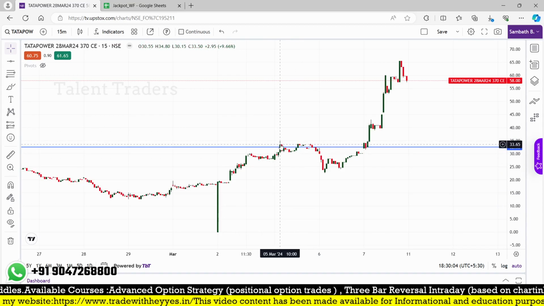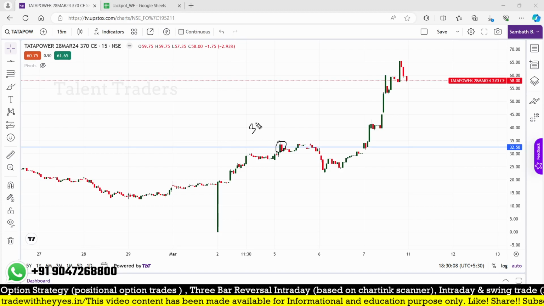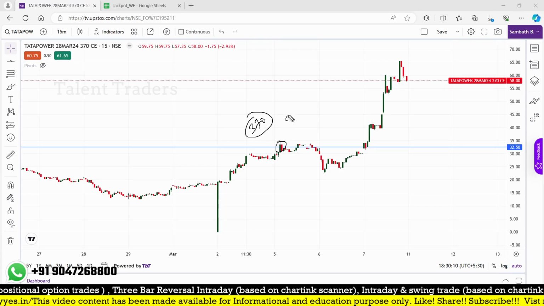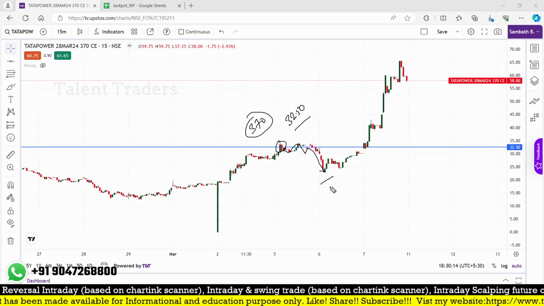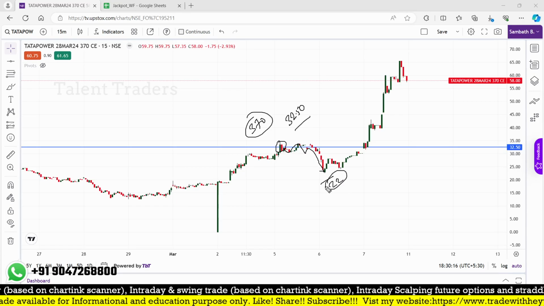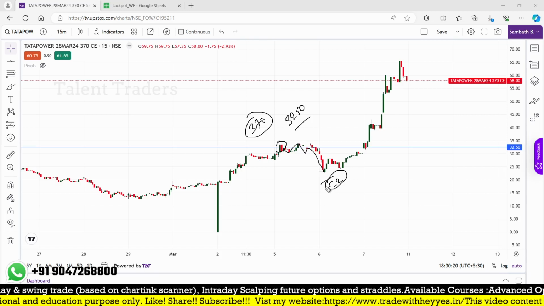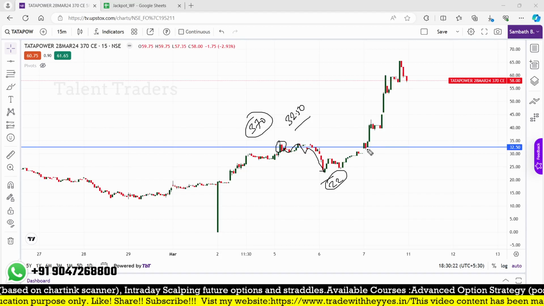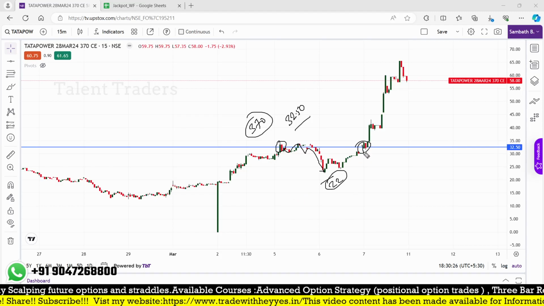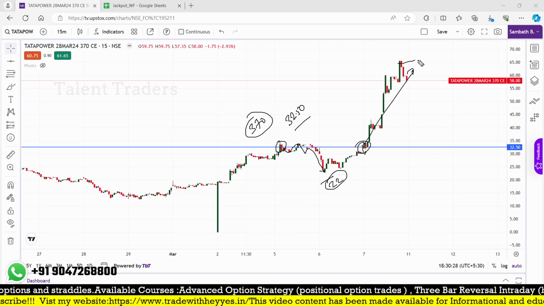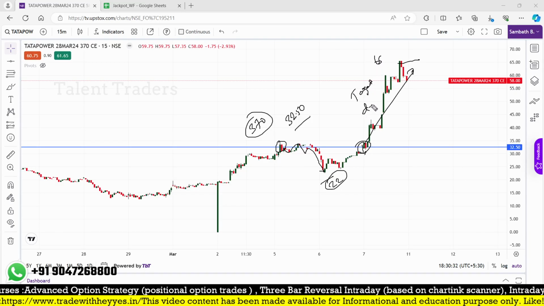Here the time is around 10 o'clock, so it's a valid and fresh breakout. 370 on Tata Power, 32.5. After 32.5, it came down towards 22. You know very well where to keep a stop loss as per our concept. And if you are hedged, then no problem, no worry about the trade. And finally, the second breakout happened today, and it is moving towards almost 65, so the positional target is done on this stock.